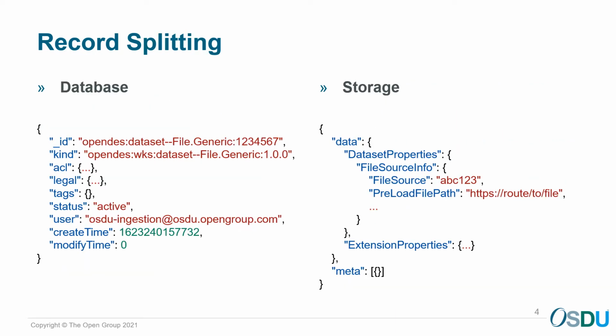As mentioned previously, the metadata is split into two parts. Here you can see how the created record is stored in the OSDU data system. The first one is stored in the document database and holds the basic data about the record: ID, kind, legal information, and access permissions. The second part is stored in the file storage in JSON format and contains all the other relevant information about the record.